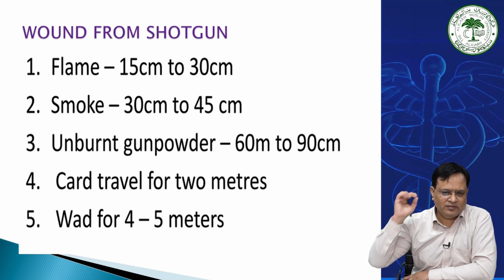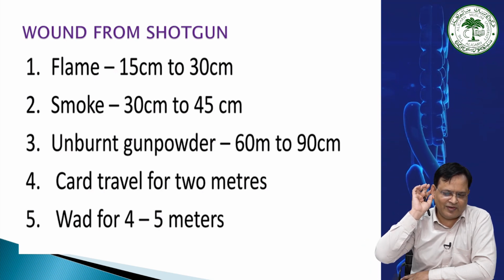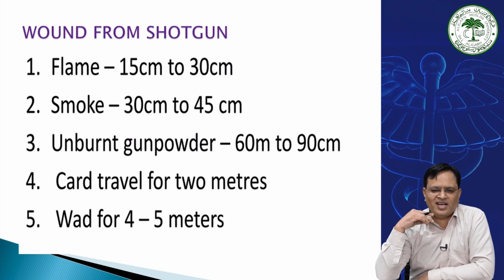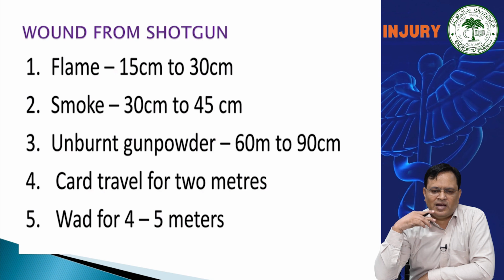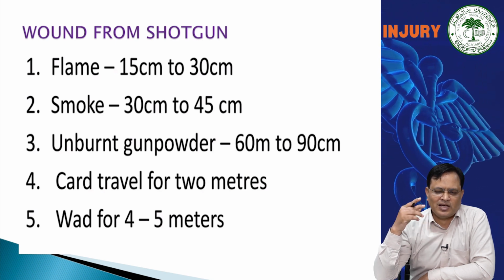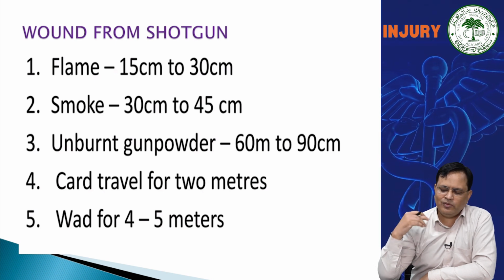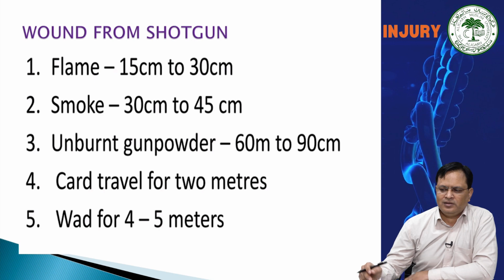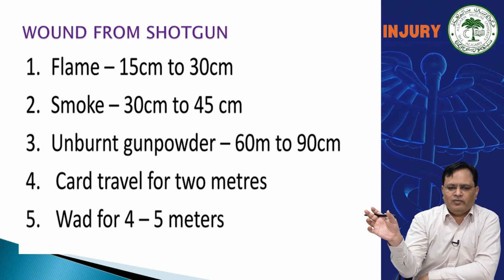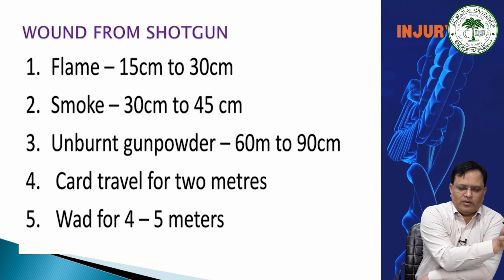From the shotgun, flame can reach up to 30 centimeters, smoke can reach up to 45 centimeters, unburned gunpowder can reach up to 90 centimeters, cards and wads can travel up to 2 meters, wads which are also present in the cartridge can travel up to 5 meters. These are the components of the cartridge which move when there is a discharge, or burning of the gunpowder from the gun.